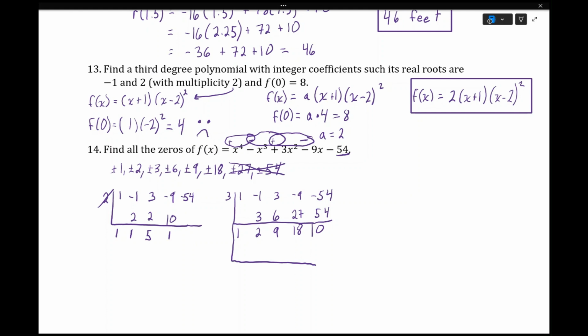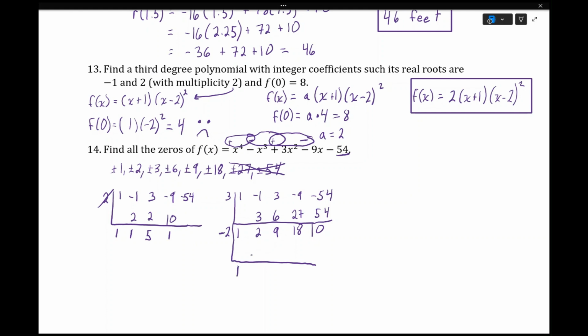Let's try something else. I feel like I see a lot of doubles here, like 1 times 2 is 2, 9 times 2 is 18. So let's try a -2. Since all these numbers are positive, this tells me that all my zeros have to be negative from here on out. I can't get to 0 by adding positive numbers together. So let's try a -2.